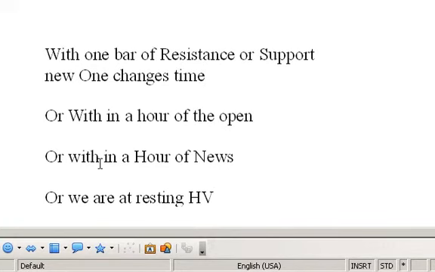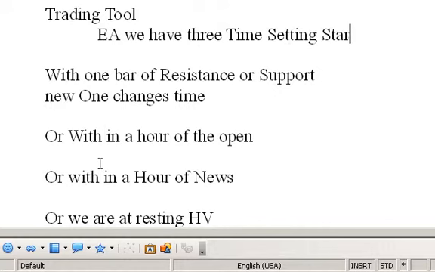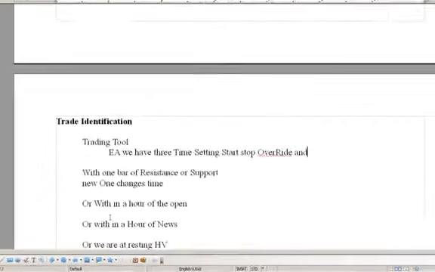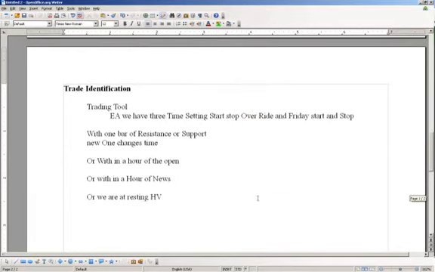Now, our trading tool to control this, we have a trading tool, and it's the EA. Inside the EA, we have time settings. Inside the EA, we have three time settings: start, stop, override. I guess we have four: override, and Friday start and stop, because on Friday I wanted different times. So inside the EA, we control this by starting and stopping times. Really, our trade identification helps around that.